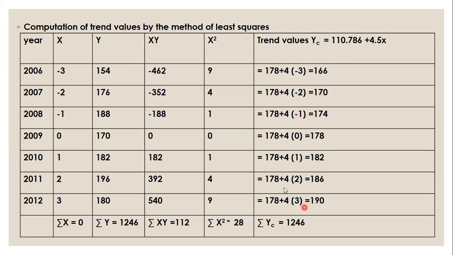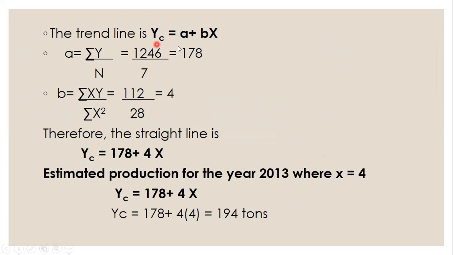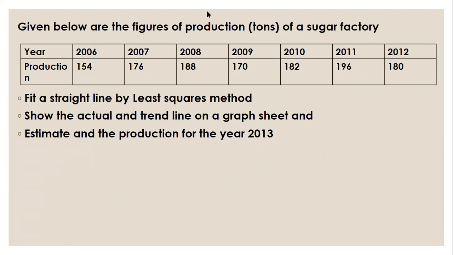Okay. So once you find out all of the trend values, the total of y, that is 1246, will be equal to the total of the trend values. Now let us go back to the question and see what all we have solved. Fit a straight line by least squares method. Okay, we have done this by fitting the equation. This is the trend line. We calculated A and B and we found the equation. So that first one is completed.